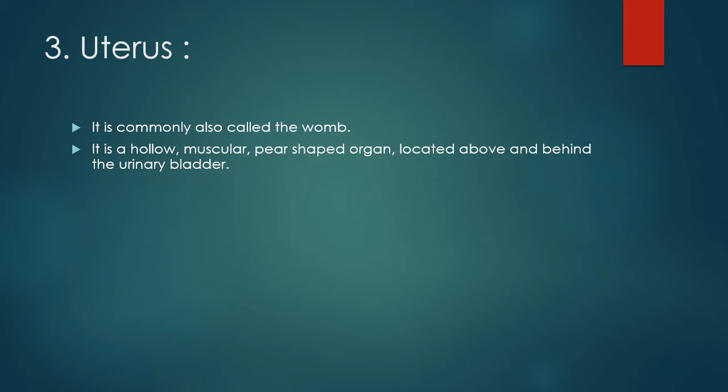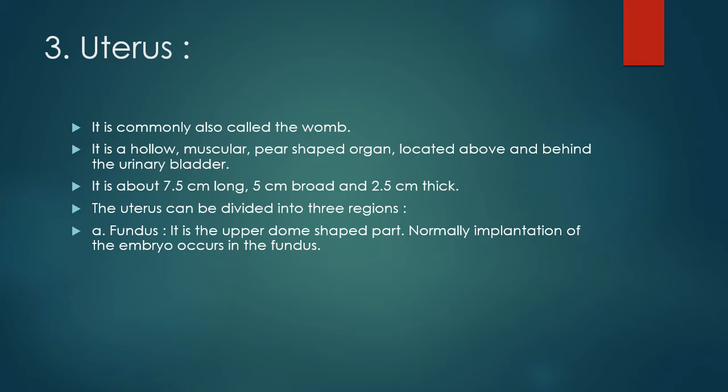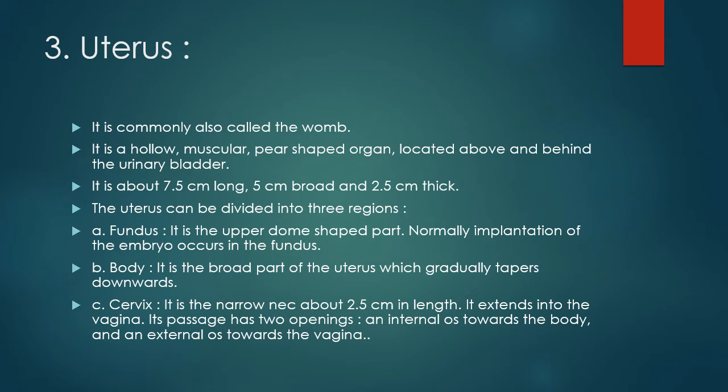It is a hollow, muscular, pear-shaped organ located above and behind the urinary bladder. It is about 7.5 cm long, 5 cm broad and 2.5 cm thick. The uterus can be divided into three regions. A. Fundus. It is the upper dome-shaped part. Normally, implantation of the embryo occurs in the fundus. B. Body. It is the broad part of the uterus which gradually tapers downwards. C. Cervix. It is the narrow neck about 2.5 cm in length. It extends into the vagina.